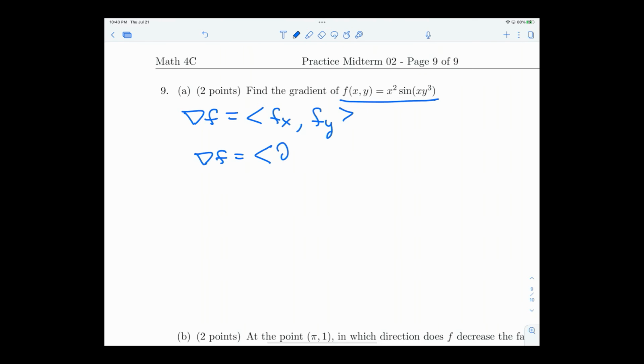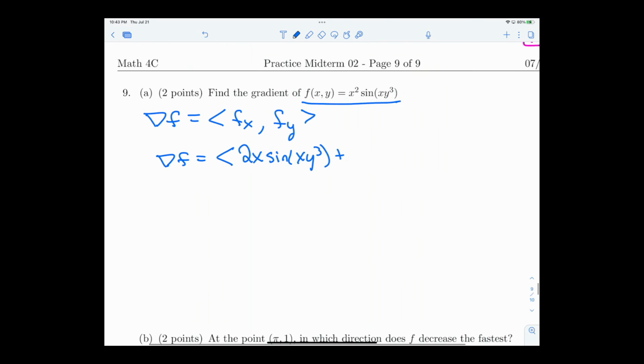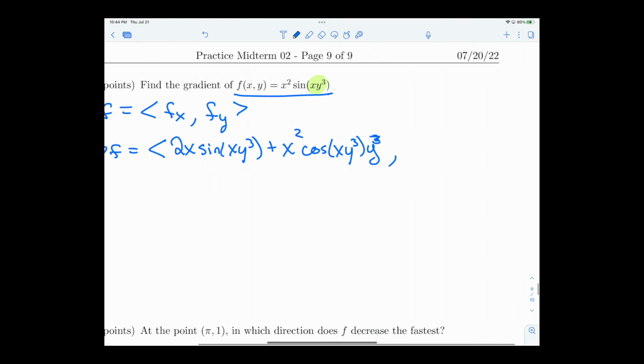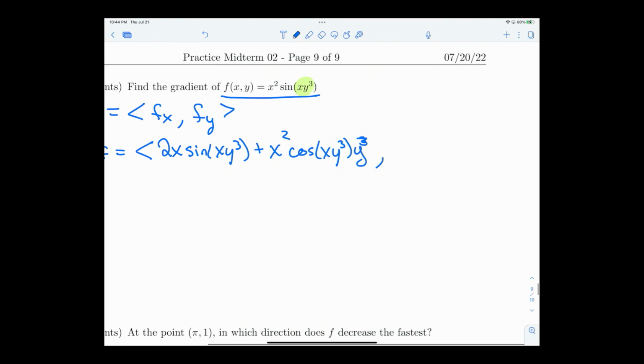Partial of x squared is 2x sine xy cubed plus, then you want x squared times the derivative of the sine part. Derivative of sine xy cubed is cosine xy cubed, but then you have to multiply by the derivative of what's inside with respect to x. So the derivative of what's inside with respect to x is y cubed, right? Comma.